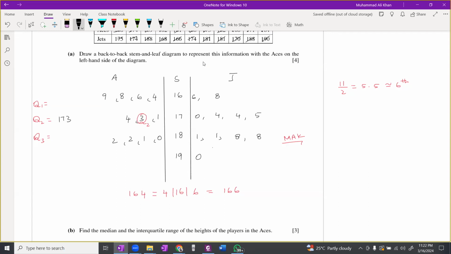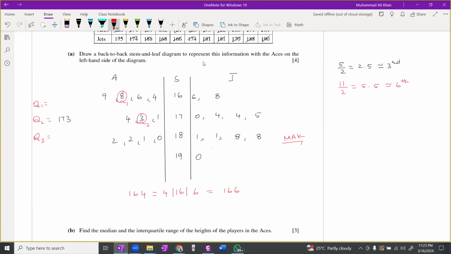Before Q2, how many values we have? 1, 2, 3, 4, 5. 5 values हैं. Now, 5 divided by 2. The answer is 2.5. Round off it. Third value is the median of the first half. So what is the third value? 1, 2, 3. This is the third value. This is the median of the first half. So it means this is Q1.